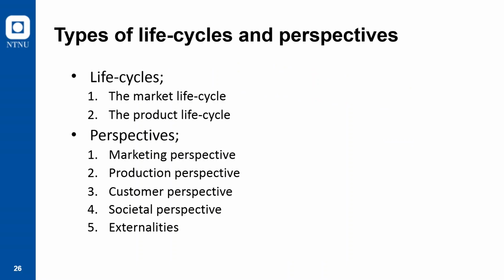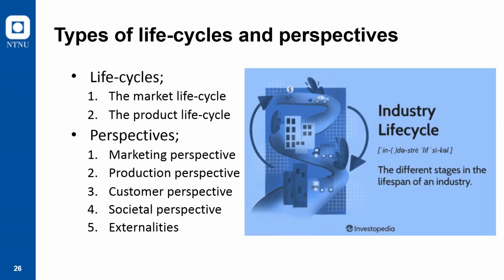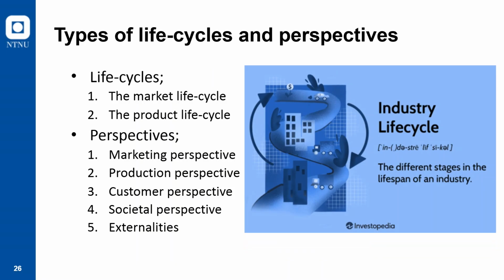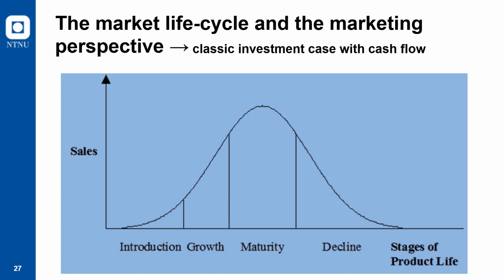And there are many types of this. Unfortunately, I wish there were only one, but there isn't. And first is the type of life cycles. We'll look at that shortly, the market life cycle or the product life cycle. Then we have a number of perspectives that we also have to look at. We can also look at other life cycles. Here, Investopedia had a nice figure of a so-called industry life cycle. You can do it there too. It's just that you will need other data, but the same method can be applied.